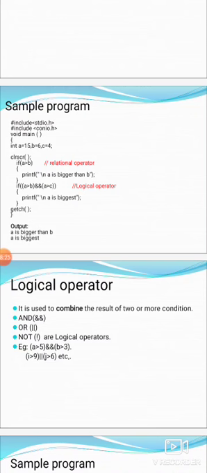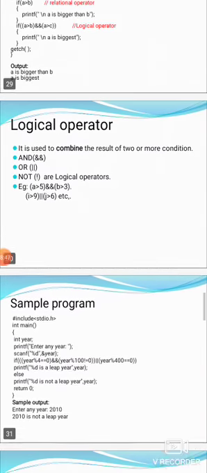The previous one, a greater than b, is a relational operation. And this is the output. Since a is greater than b, the condition a is bigger is printed. Then a is compared with b, the condition is true, and a is greater than c. Both conditions are true. a is biggest is printed here.